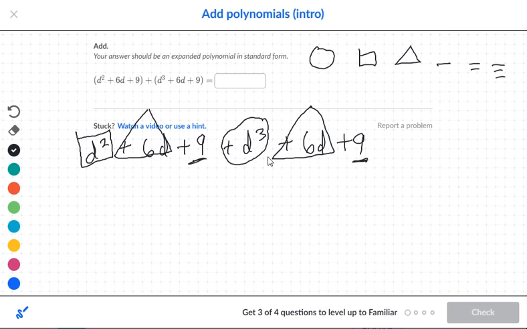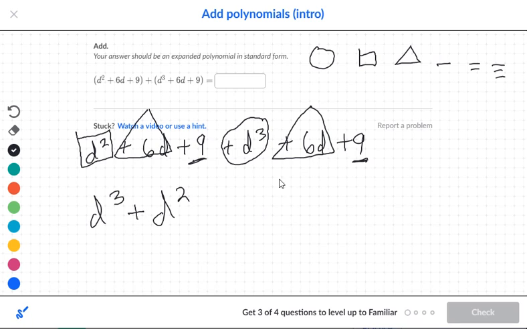This circle right here is your highest degree, so I know what my highest degree term should be: d to the third. Now I only have one box, right there, and that's d to the second. So let me go ahead and write in d to the second. There's no sign in front of d to the second, so you write it as a plus sign.